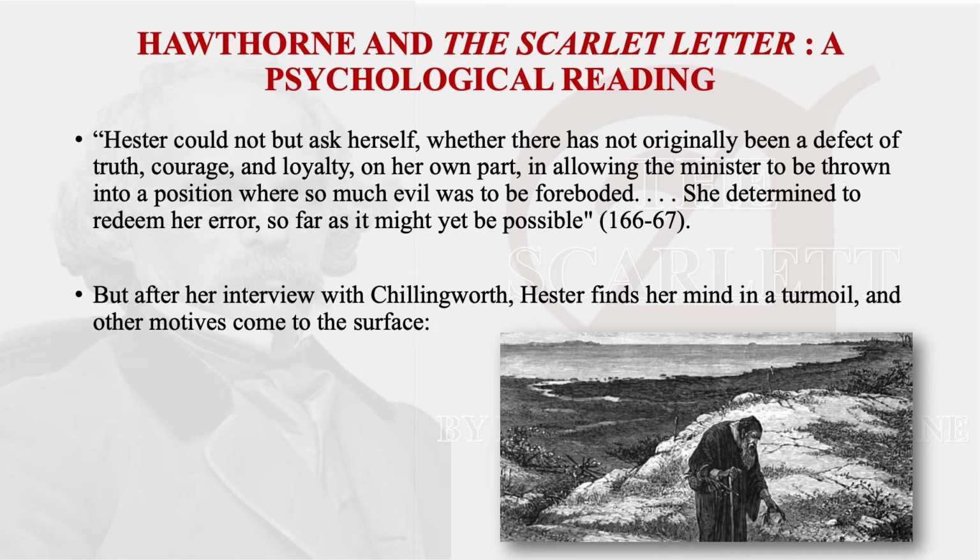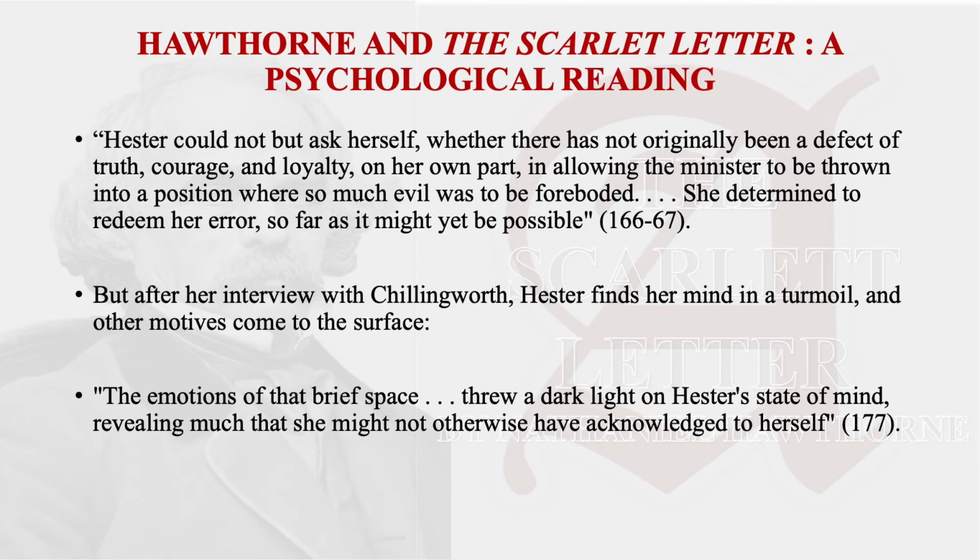But after her interview with Chillingworth, Hester finds her mind in a turmoil, and other motives come to the surface. Her lively hatred of Chillingworth for having betrayed her into a loveless marriage and cheated her of deserved happiness, for one; her continued love for Dimmesdale; her living desire, despite everything, for an intimacy with him. "The emotions of that brief space threw a dark light on Hester's state of mind, revealing much that she might not otherwise have acknowledged to herself."